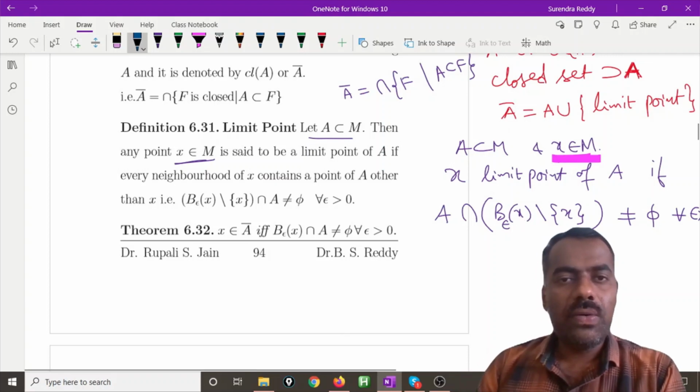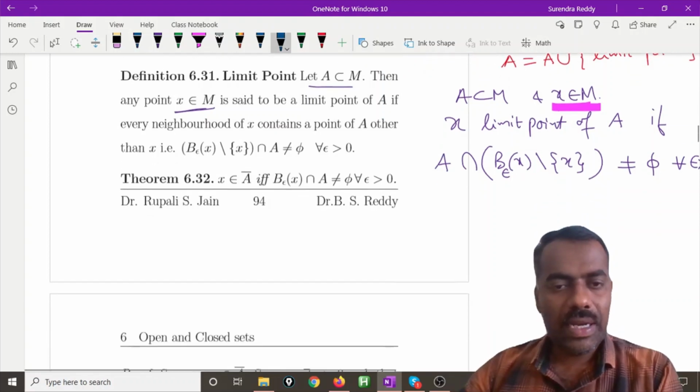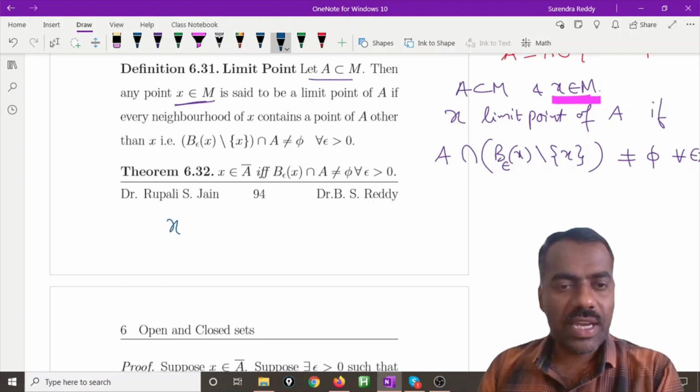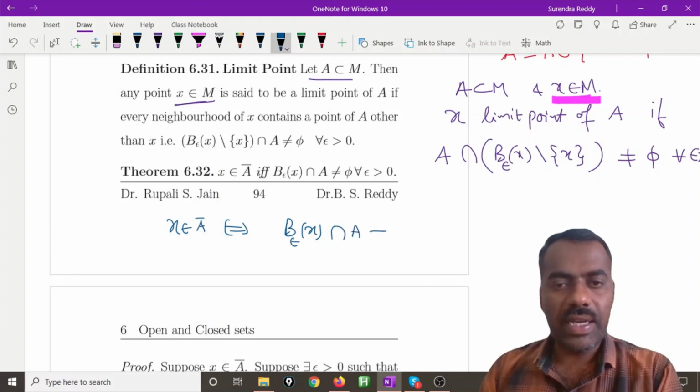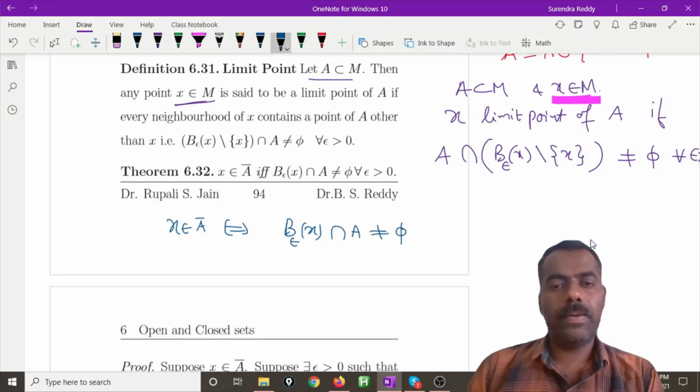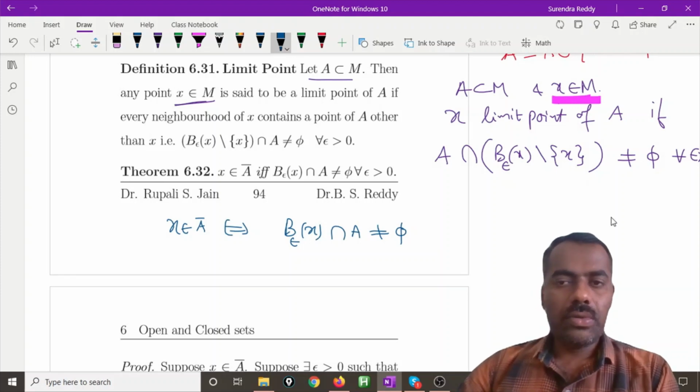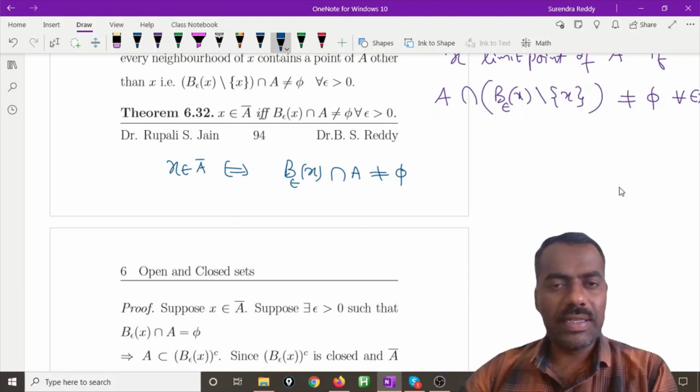For that, we'll start with this statement: x is in the closure of a set, x is in A bar, if and only if every ball around x intersects A. Okay, then we'll come to the relation with limit points. The proof is not at all difficult.